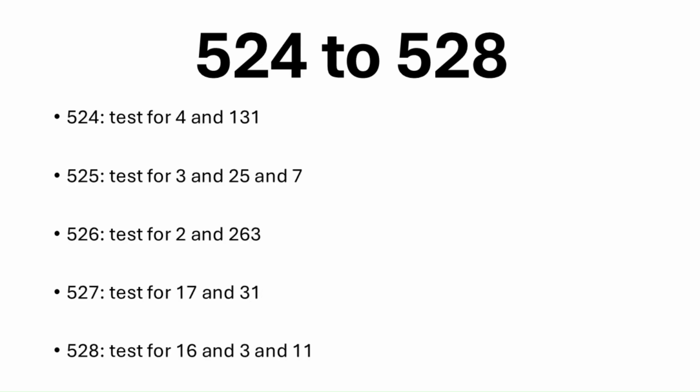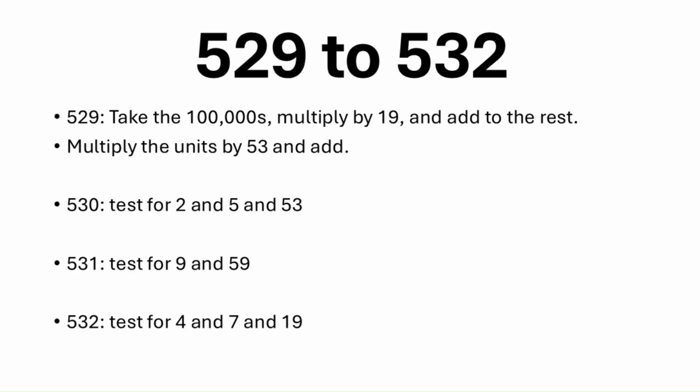524, test for 4 and 131. 525, test for 3 and 25 and 7. 526, test for 2 and 263. 527, test for 17 and 31. 528, test for 16 and 3 and 11. 529, take the 100,000s, multiply by 19, and add to the rest. Multiply the units by 53 and add.